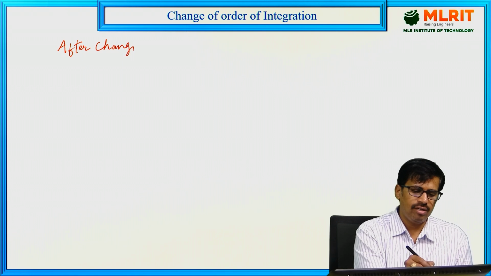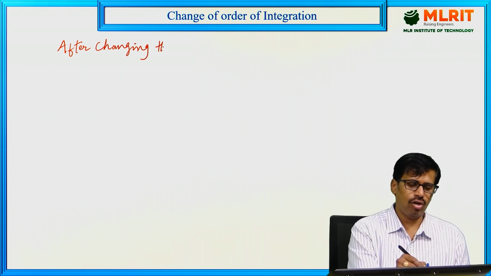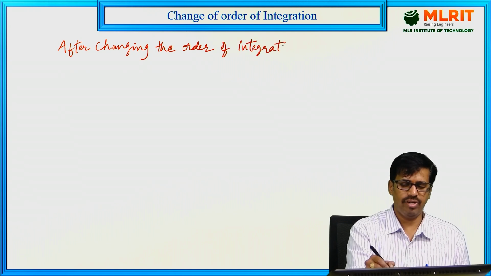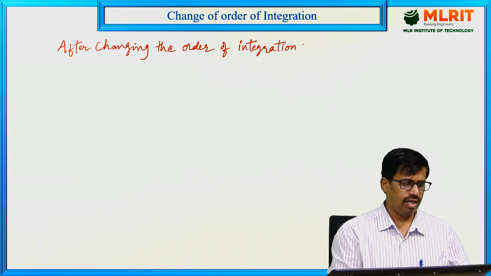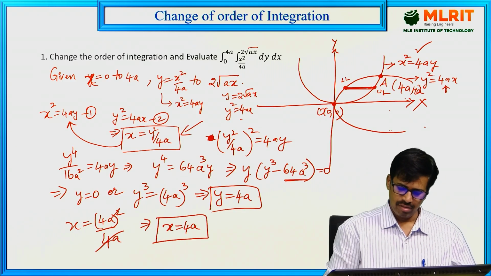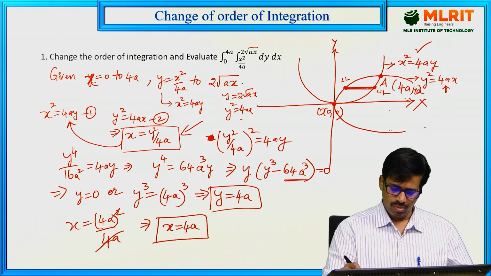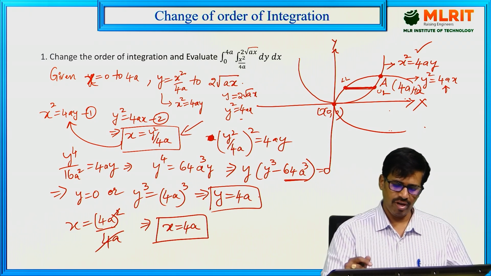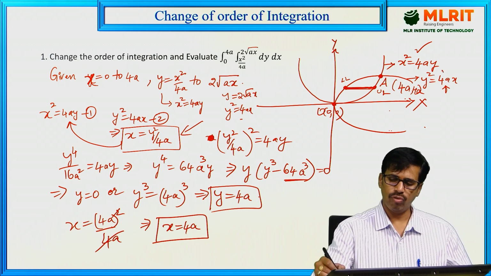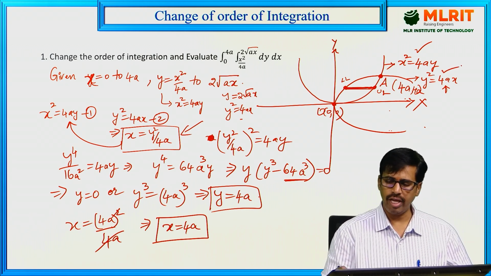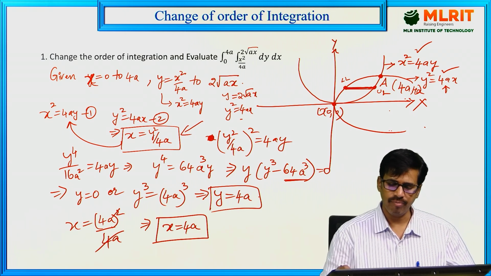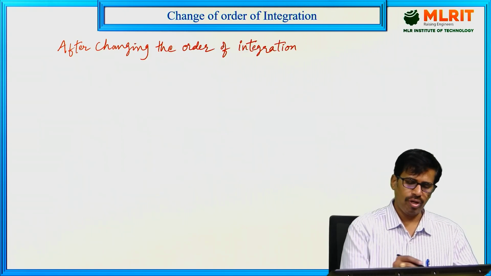of integration, we can clearly see that what are y limits in terms of x, that is given. We have to write x limits in terms of y. So from this equation, y square equal to 4ax, that is lower limit. So what will be x value in terms of y? That is y square by 4a.